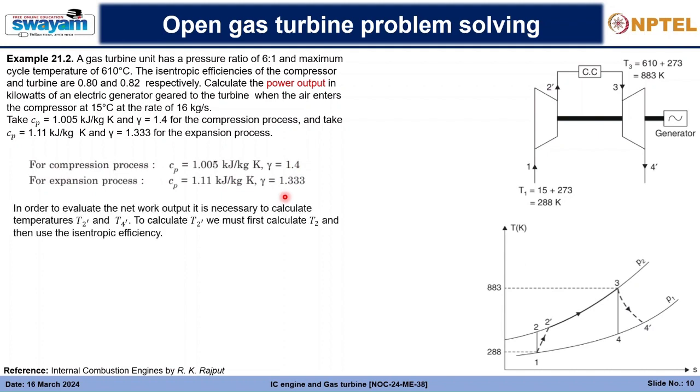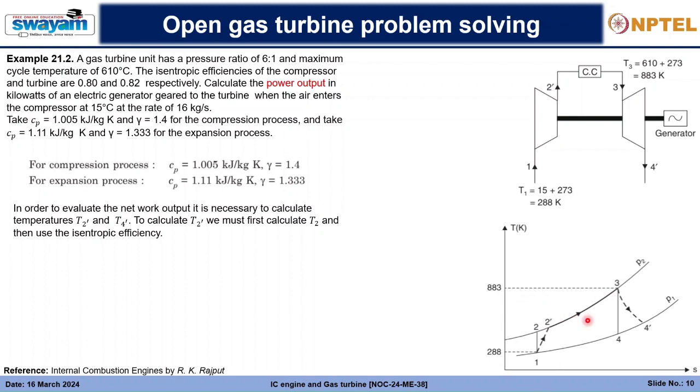Now let us understand that in order to evaluate the net work output, it is necessary to calculate the temperatures T2 dash and T4 dash. To calculate T2 dash, we must first calculate T2 and then use the isentropic efficiency, and that is the whole strategy. You will be given the inlet temperature, the highest temperature or the amount of heat added, some way to calculate that, and you will eventually have to find the values of T2 dash and T4 dash in order to find the work output and the thermal efficiency. So that is the whole strategy.